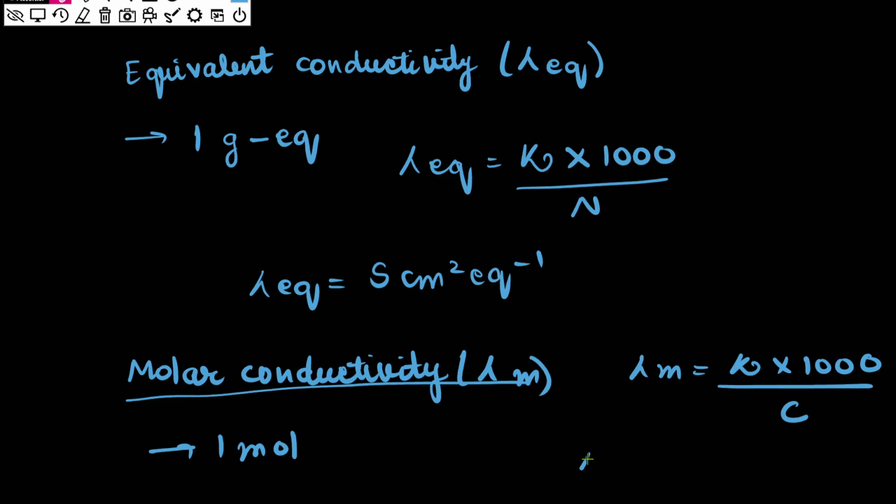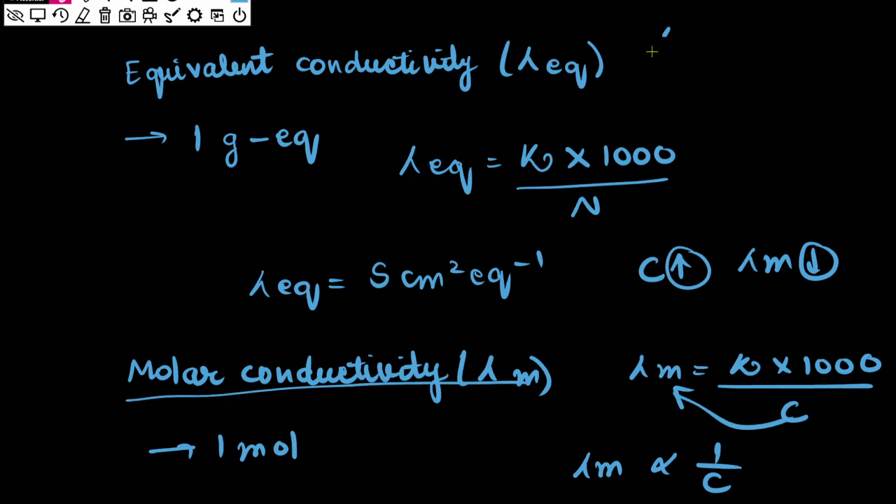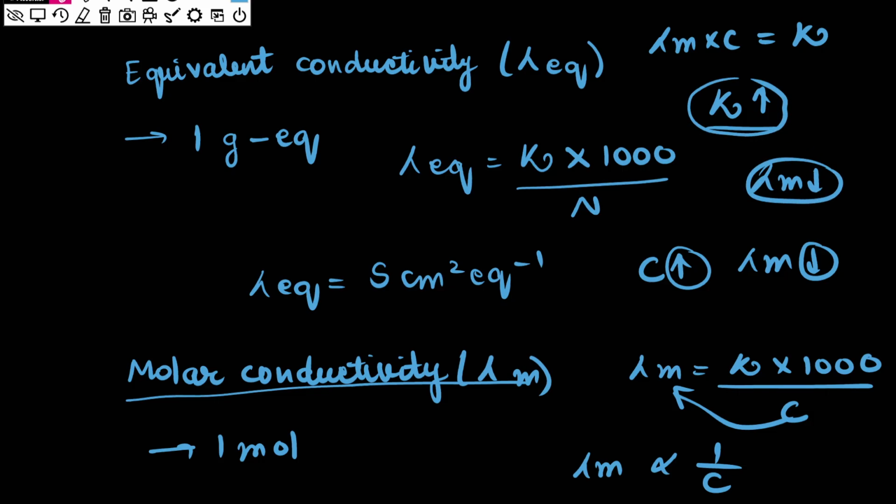So can you see here that the molar conductivity is inversely proportional to the concentration, which I mean to say is if the concentration is increasing, the molar conductivity decreases and vice versa. And the simple conductivity was kappa. So it will be equal to lambda m into C is equal to kappa. So when we increase the concentration, the conductivity will increase, but the molar conductivity will decrease, and that is a very important concept which you need to know.